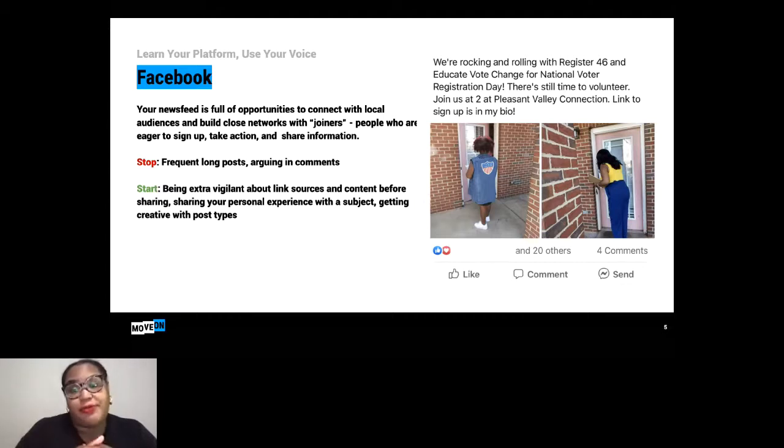A lot of people like canvassing, or if they want, talk about your canvassing experiences. Like in this example, from my hometown, my home state, Register 46 counties in South Carolina took action on voter registration day to register voters in a predominantly Black neighborhood in my hometown. This is a great example of photos you can take, getting creative with your post types, because Facebook supports the most post types of the social platforms.